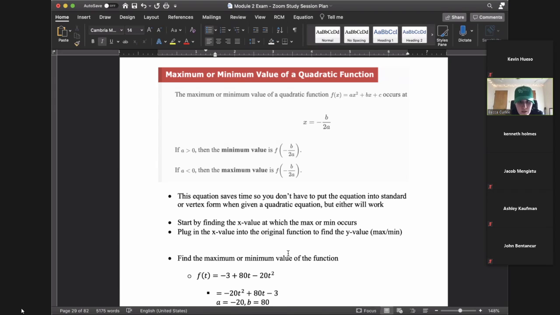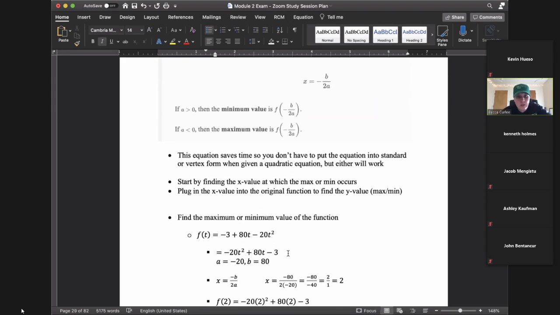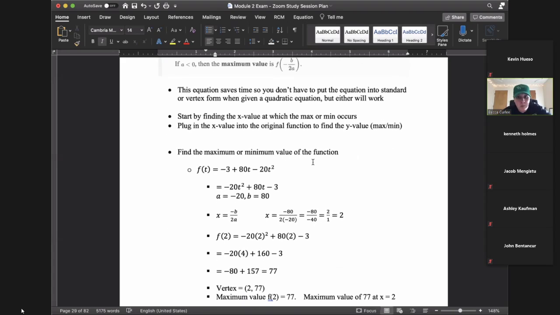You're going to find that first. Start by finding the x value at which the max or min occurs, and then plug the x value into the original function to find the y value. So, find the maximum or minimum value of the function.